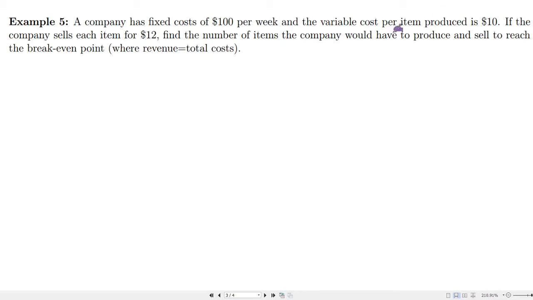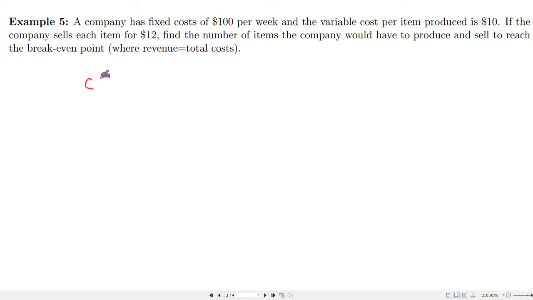So let's say that a company has fixed costs of $100 per week, and the variable cost for each item that they produce is $10. And if the company sells each of these items for $12, find the number of items the company would have to produce and sell to reach the break-even point. So revenue would be equal to the total cost. So what is the cost function here?